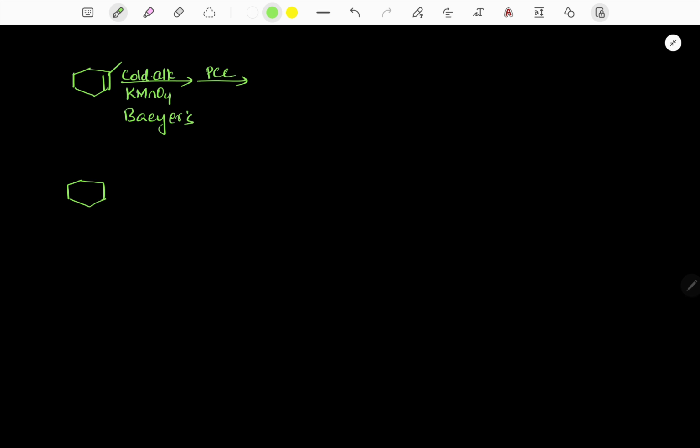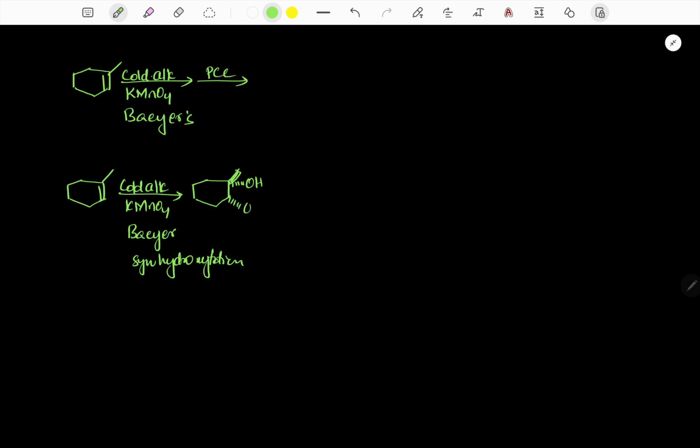When alkene is treated with Bayer's reagent, cold alkaline KMnO4, it is also known as Bayer's reagent, and this reaction is syn hydroxylation. Therefore, here two products are possible: OH below the plane, OH below the plane, and OH above the plane, OH above the plane. It is a syn hydroxylation.